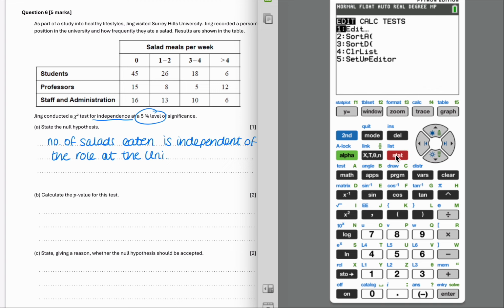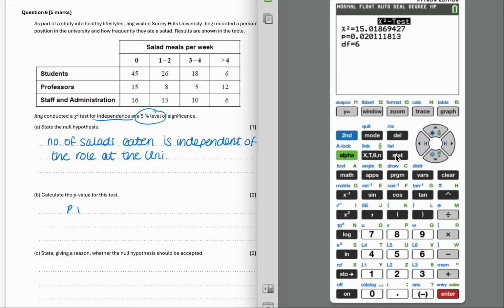So we're going to do a statistics and a test, and we are doing a chi-squared. Here we go, chi-squared test for independence. So we select this option. Observed is in A, that's why I saved it. It's always straight into A, and then we can calculate. And we can see there that the p-value is 0.021 to 3 significant figures.